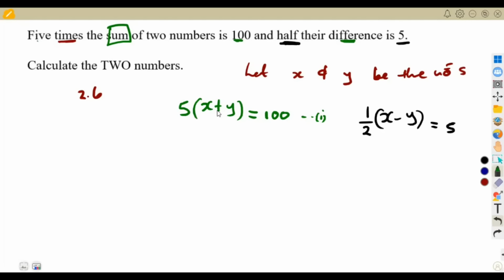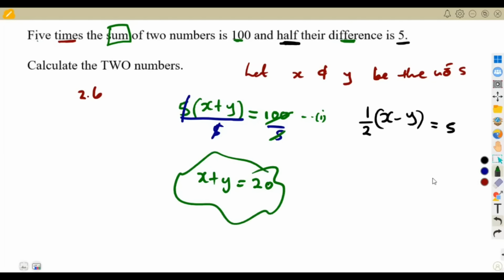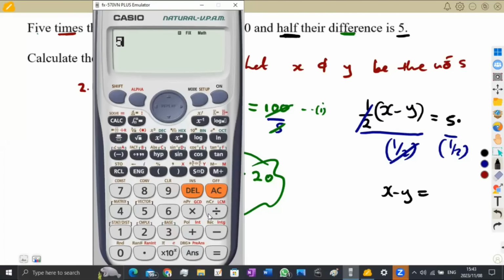As you can see, it's easier for us to have x plus y as the subject. We are multiplying by 5 here, so we can simply divide by 5 both sides. So we're going to remain with x plus y, which is equal to 100 divided by 5, which is going to give us 20. So this is our simplified equation. We do the same thing here. We can just divide by 1 over 2 or multiply by 2, so that this will cancel and we remain with x minus y, which is equal to 5 divided by a half. If we divide this, we are going to obtain a 10.